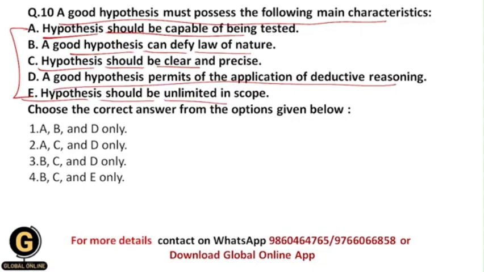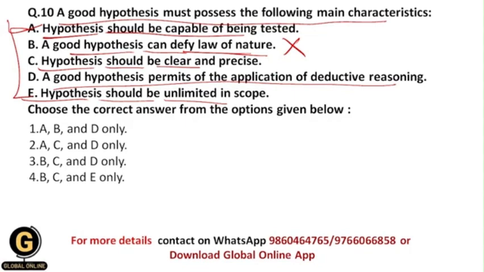So basically students, as we have seen earlier in yesterday's video, hypothesis should have testability. It means that it should be capable of being tested, because we need to test the hypothesis so that we will get the final results of our whole research process. That's why hypothesis should be capable of being tested. So this is one of the main characteristics of a good hypothesis. A good hypothesis can defy law of nature. This is basically incorrect, because a good hypothesis should clearly specify and permit the law of nature. It should not defy the law of nature.